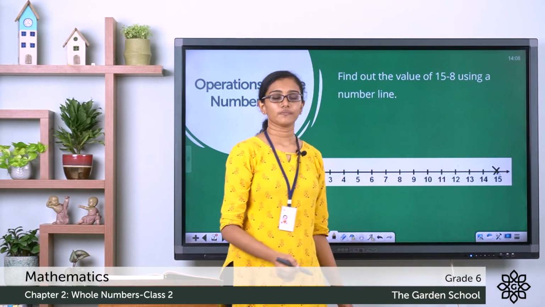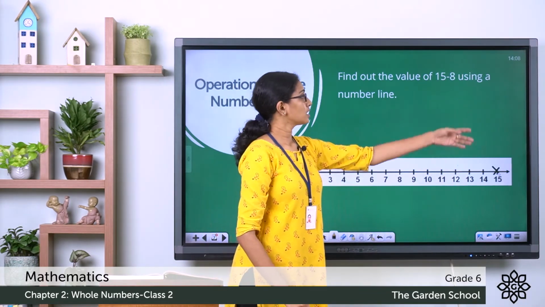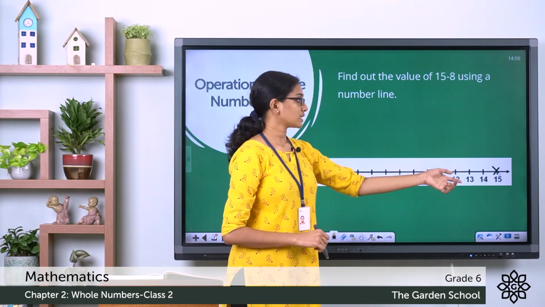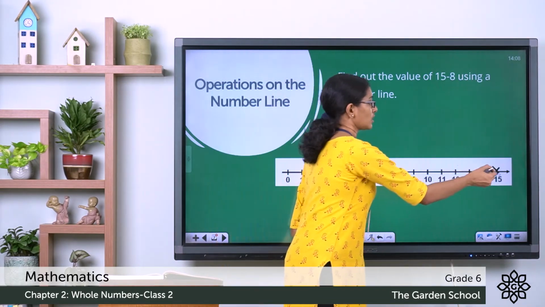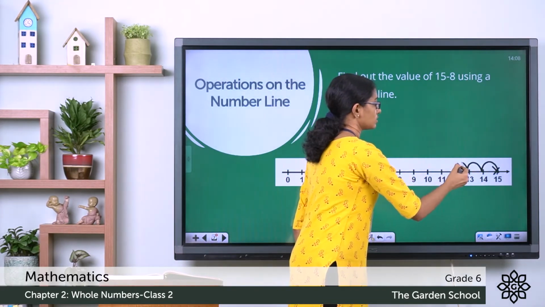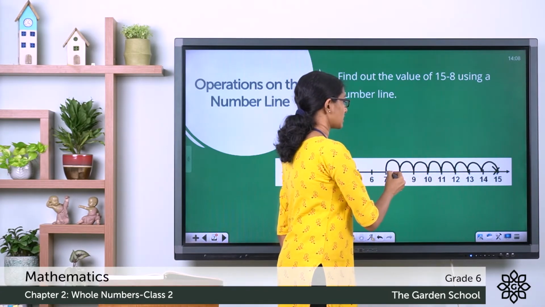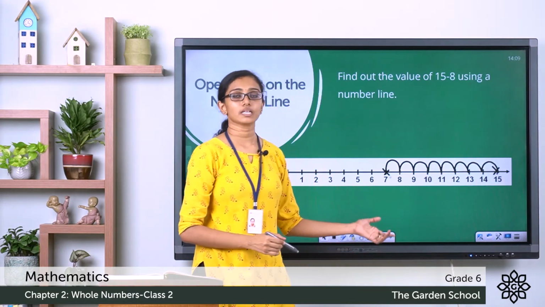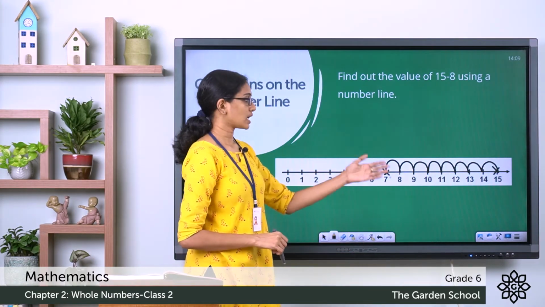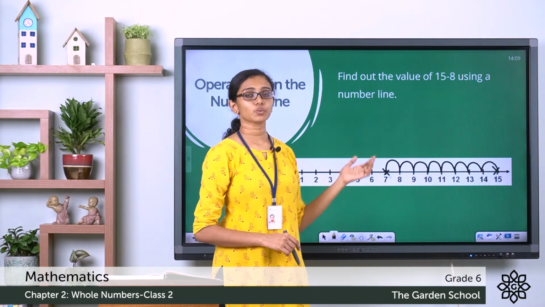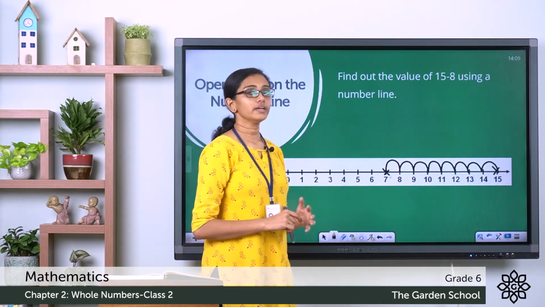Starting from 15, you have to jump 8 times towards the back or towards the left. So starting from 15, just count the jumps. 1, 2, 3, 4, 5, 6, 7, 8. Where have you reached? You reached the number 7. So starting from 15, you jumped 8 times backward, or 8 times towards the left, and you reached the point 7.